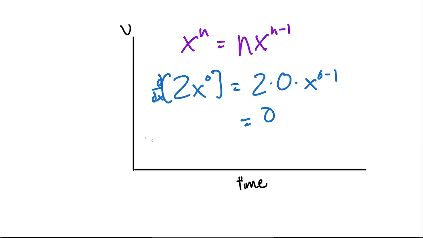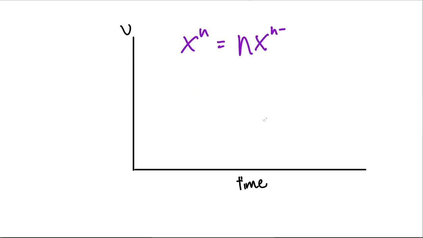And that also makes sense, right? If we have a straight line that's constant, the slope is 0 at any point. So the derivative of 2, the slope at any point of a function where y equals 2, is going to be equal to 0. Alright, so that's a lot of explanation.